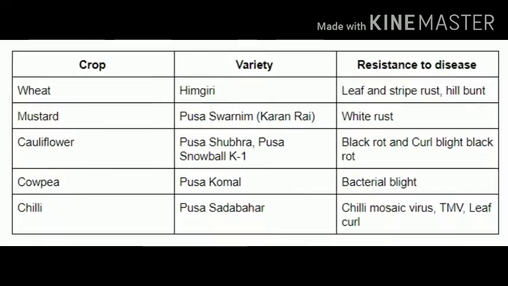At first, let's have a look at the table for disease-resistant varieties. The crops are tabulated against their variety and the disease to which they are resistant. Wheat, Himgiri, leaf and stripe rust, hill bunt; mustard, Pusa Swarnim or Karan Rai, white rust; cauliflower, Pusa Subhra and Pusa Snowball K1, black rot and curl blight black rot; cowpea, Pusa Komal, bacterial blight; and lastly chili, Pusa Sadabahar, chili mosaic virus, TMV or tobacco mosaic virus, and leaf curl.